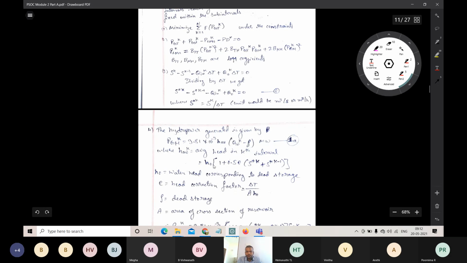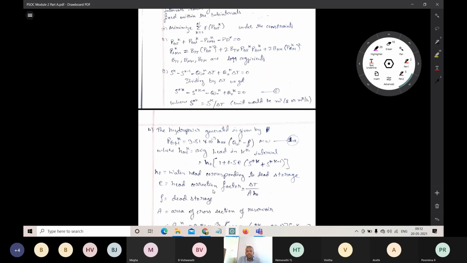So what does H naught mean? The water head corresponding to the dead storage. In every reservoir, there will be a fixed amount of water that is stored and which should not be used further. That amount of water is called dead storage. The height of that dead storage is called H naught, and E will be given by the correction factor.